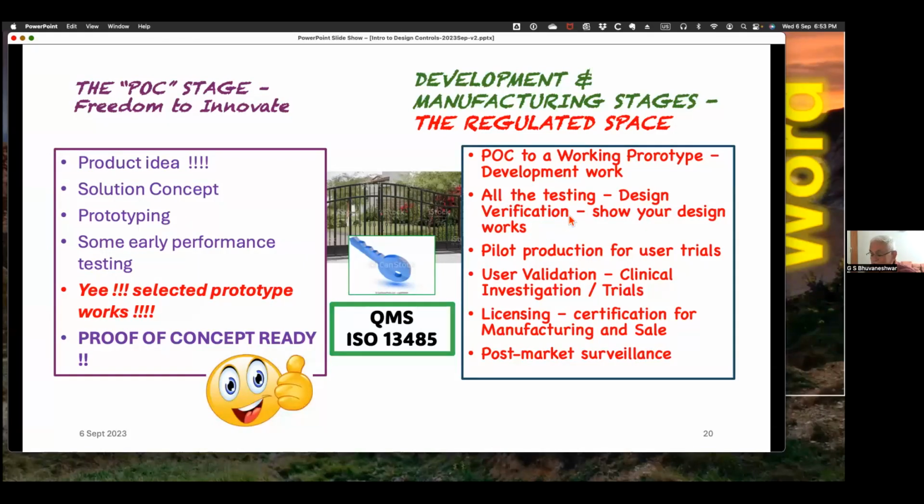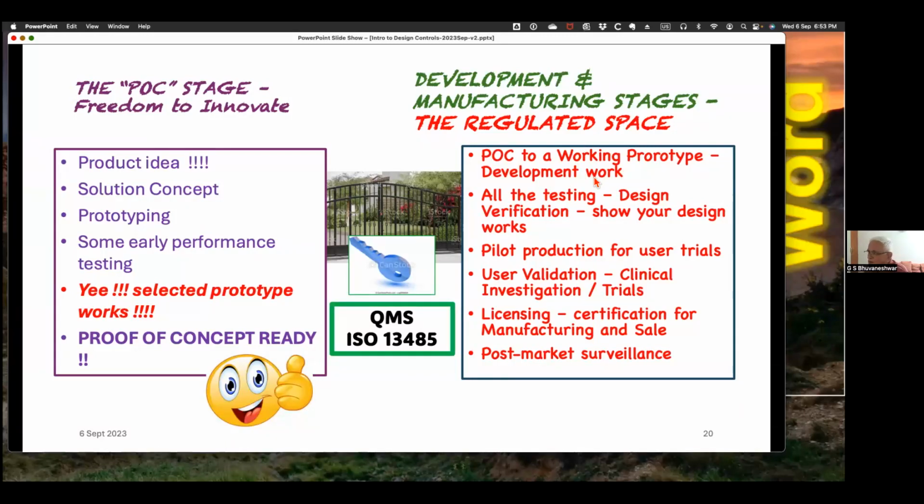The development phase is a regulated space. The advantage of the POC stage is it's free. You have a lot of freedom to innovate. You have a lot of freedom to think laterally or in different ways to come up with a good concept which really works. But then when you get into the regulated space of development, it's all hard work and preparation.